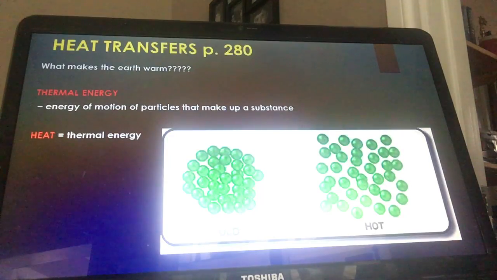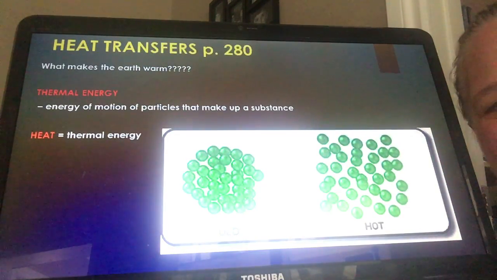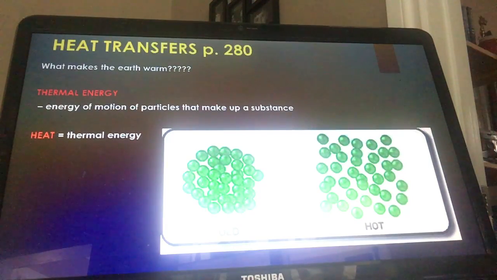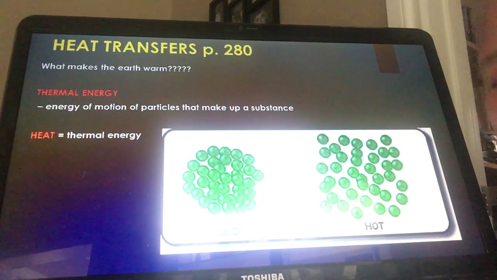Okay, so heat transfers. What makes the earth warm? Well, that sounds like a simple question, but it's not a very simple answer. We've talked about weather, this whole idea of weather. Weather is just what happens to the sun's radiation after it hits the earth. It can get quite complicated, as we've already seen.